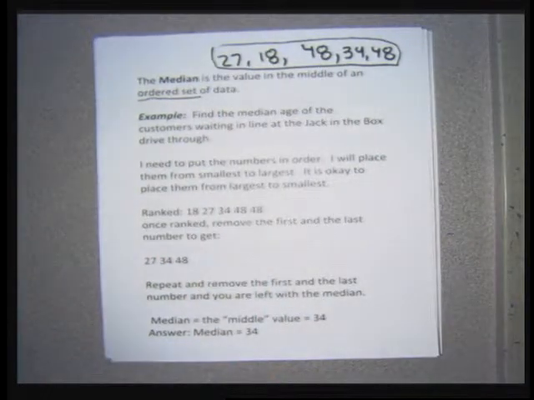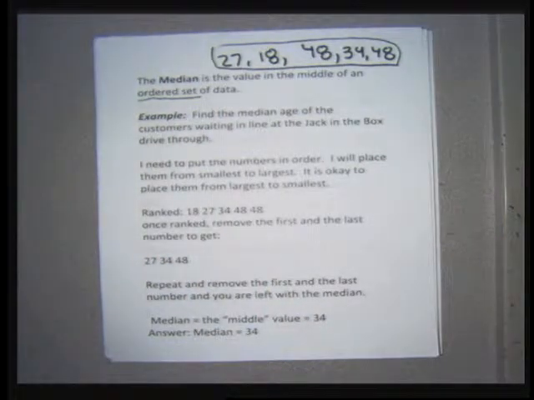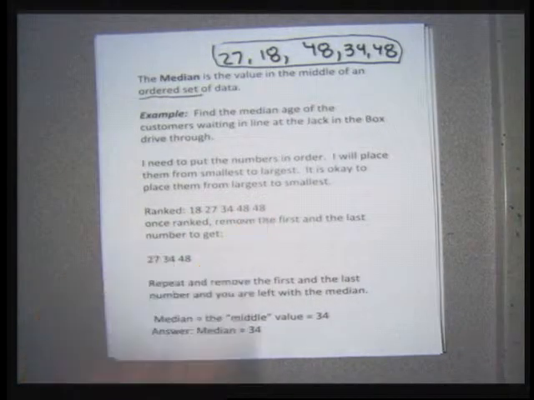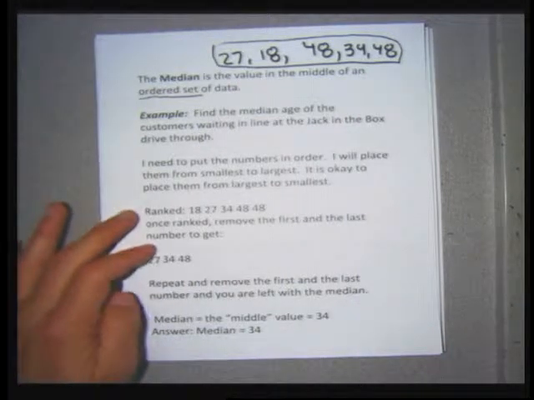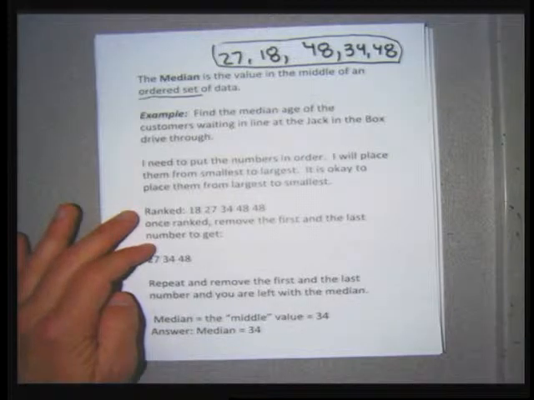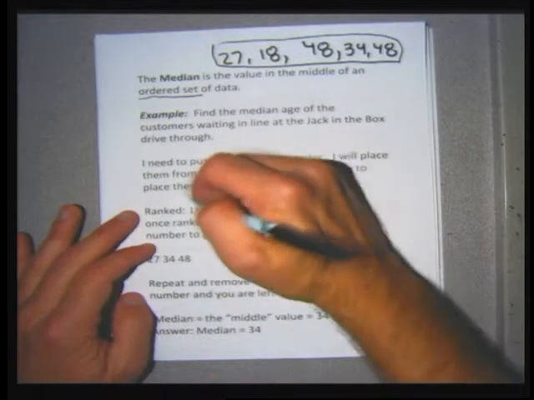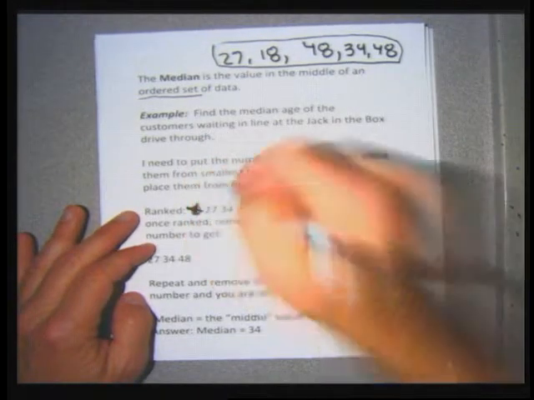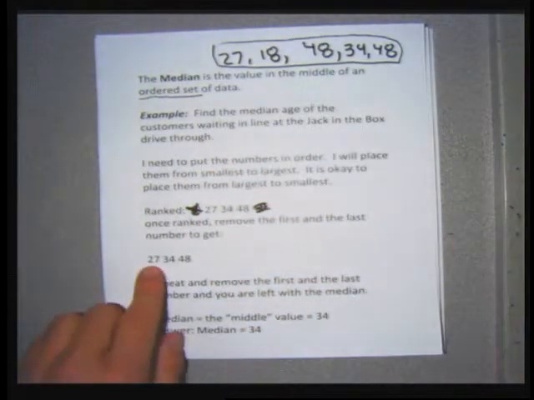And it wouldn't matter if I went from smallest to largest or largest to smallest, but it just seems more natural to go from smallest to largest. When I did this, I went from smallest to largest, and now I'm going to find the median. So once we have the data ordered, which we can call ranked, what I'm going to do is one at a time remove the last number and the first number. So I'm going to remove the first number from the list and the last number from the list, and then I'll have a shortened list.